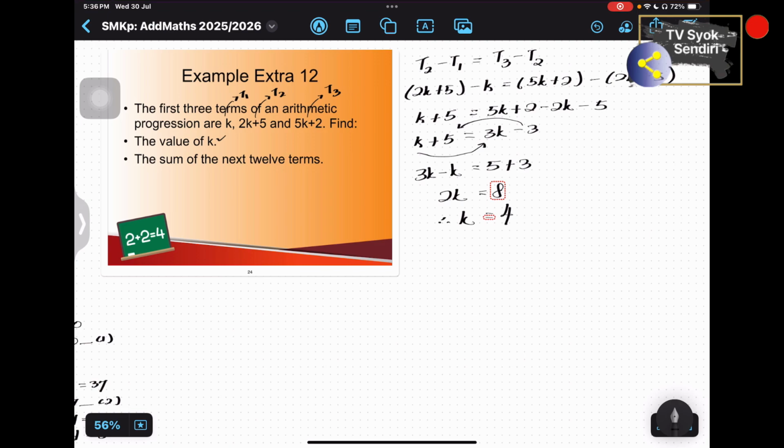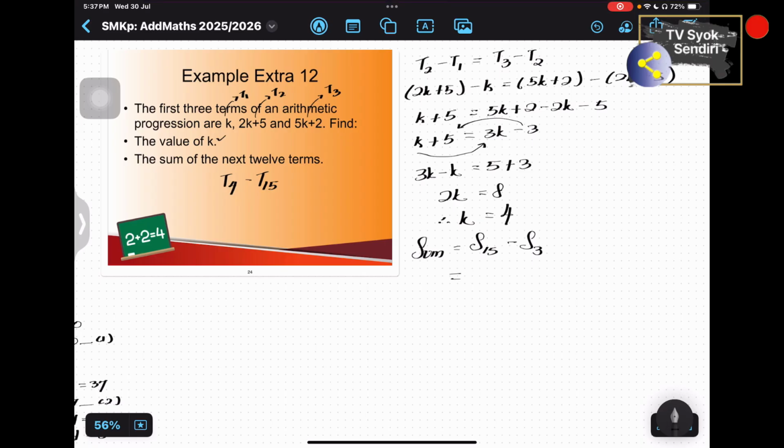So the second one, the sum of the next 12 terms. If you go and count, it should start from your T4. What is the 12th term? T4, T5, 6, 7, 8, 9, 10, 11, 12, 13, 14, 15. So it should be until T15. So the sum should be equal to S15 minus S3.